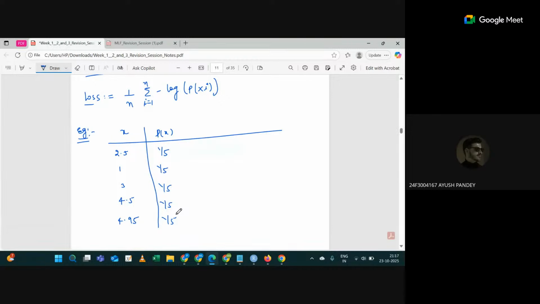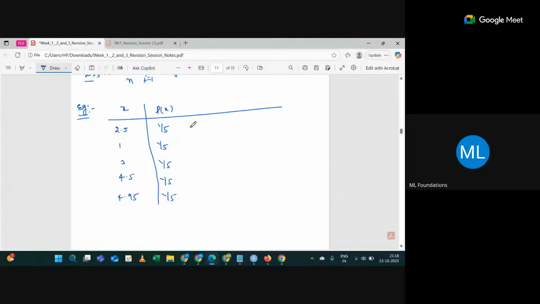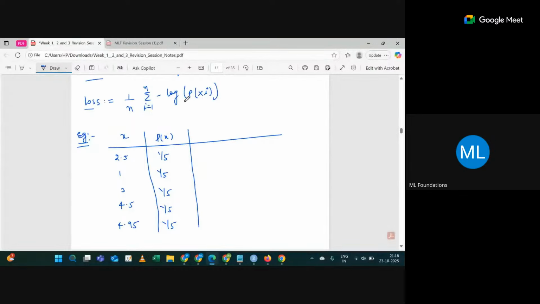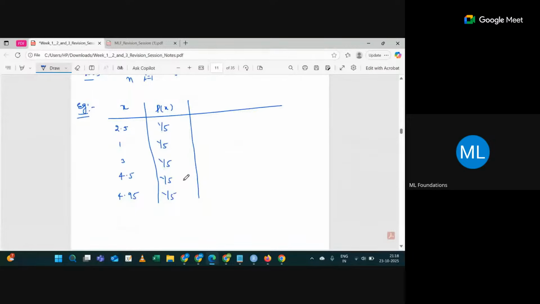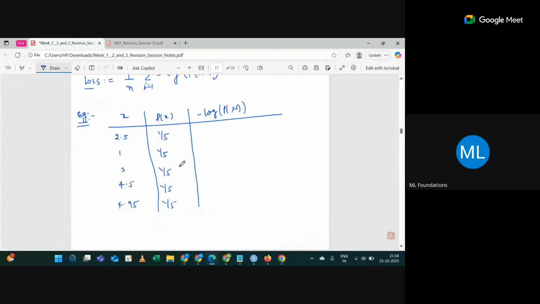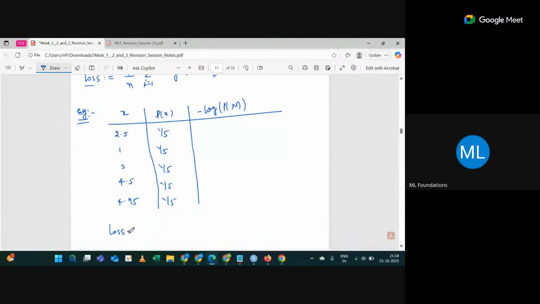So this P of x, in this example I took very straightforward, is 1 by 5, 1 by 5, 1 by 5. So you can see all the probabilities, if you sum, they sum up to 1, right? So how will you calculate the loss? Okay, so loss is minus log of P of xi, right? Can you calculate minus log of P of xi? Basically, can you calculate the loss?